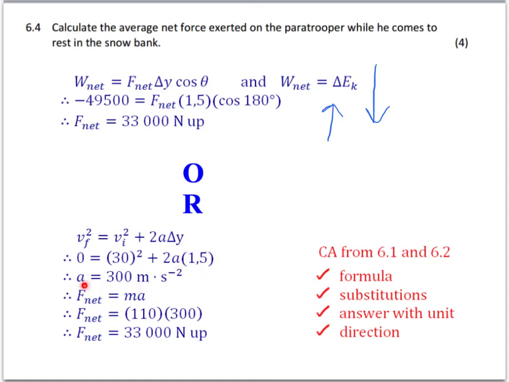And then you can use Newton's second law. Your net force is equal to your mass times your acceleration. The mass of the paratrooper is 110 kilograms. The acceleration we've just found over here is 300 meters per second squared. And then finally, we arrive at the same answer. Your net force is 33,000 newtons up.